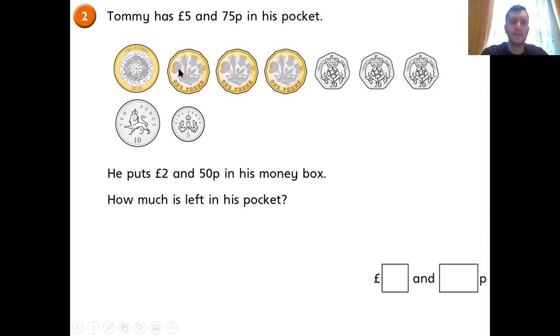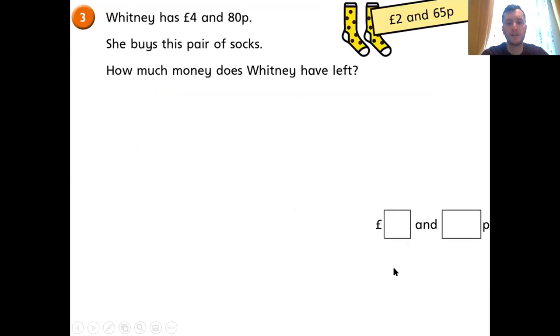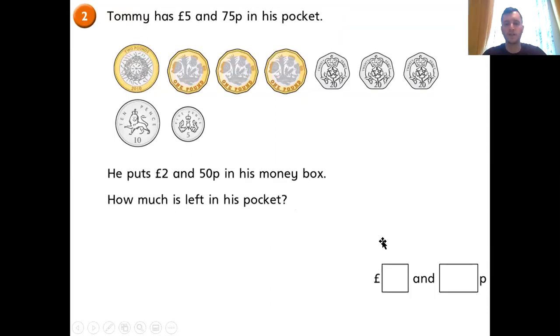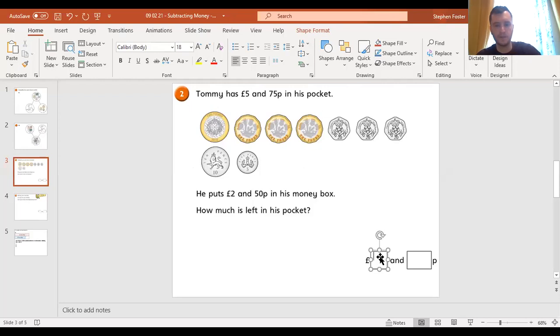So £5 and 75 pence, take away £2.50. If I do £5 and 75 pence, take away £2, that's going to be £3 and 75 pence. But I've still got to subtract that 50p. 75 take away 50 is going to be 25. So that answer is going to be £3 and that 25 pence remaining. I subtracted the pounds first, then I subtracted the pence.